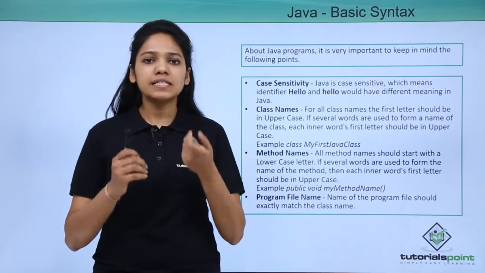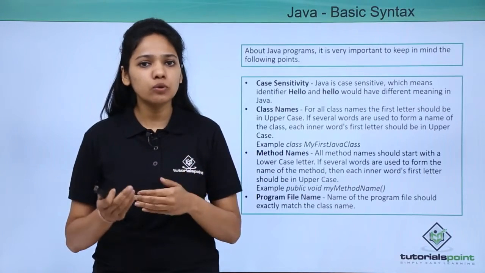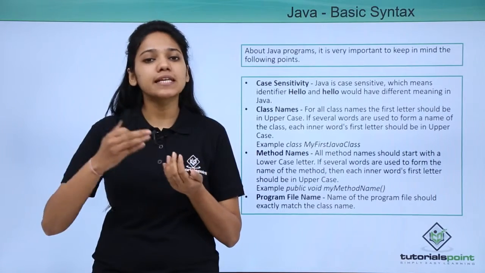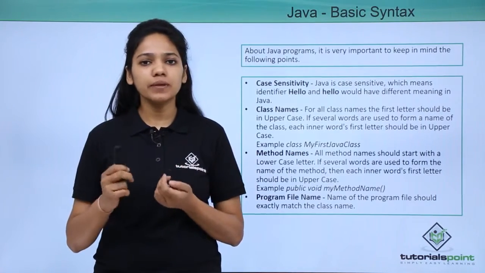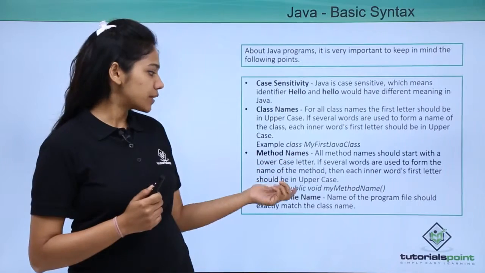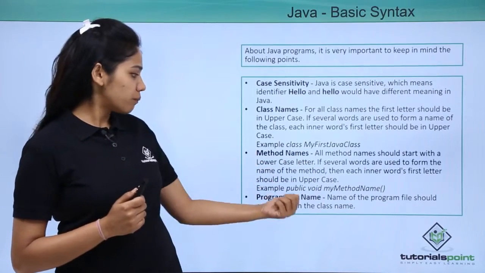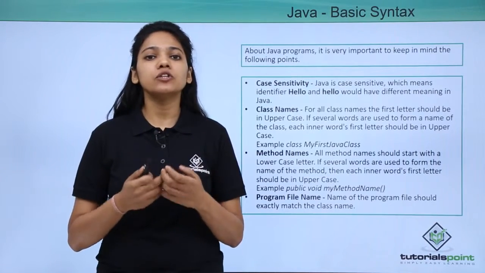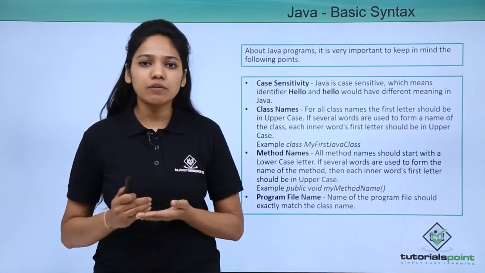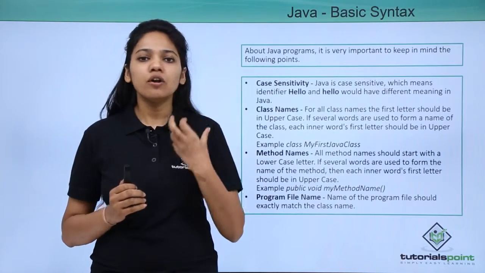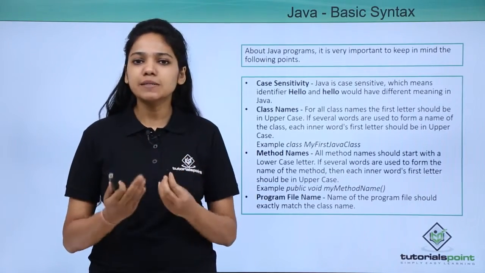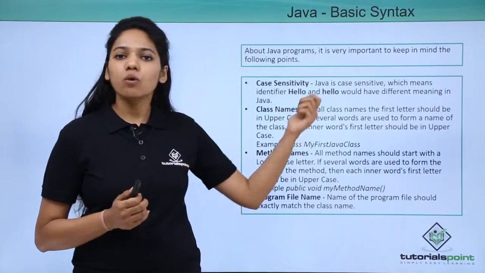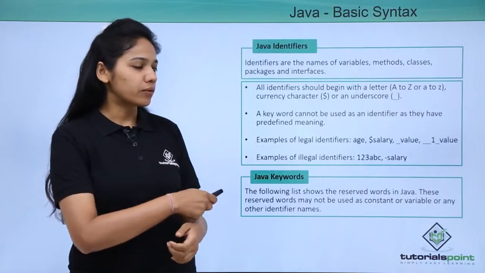For example, sleepingHuman. In the case of sleepingHuman, S should be in lowercase, and the second word is Human, where H should be capital. There are certain other properties which say what the program name should be. What do you mean by program name here? A program name is nothing but your class file name. When you create a Java program, you give a readable, sensible name to that program, and that program name should be exactly the class name.